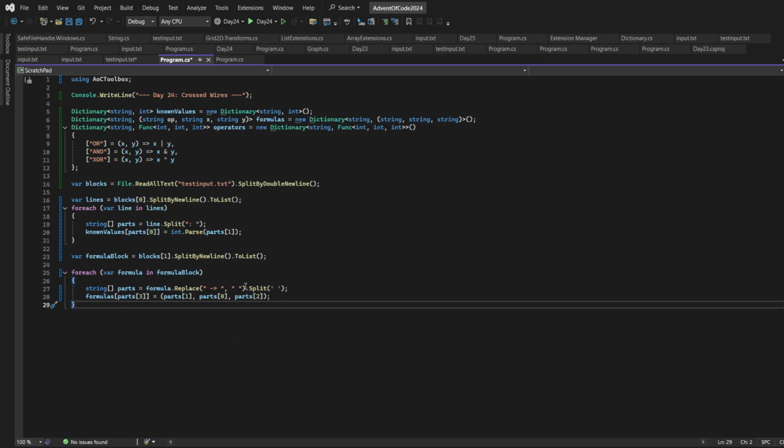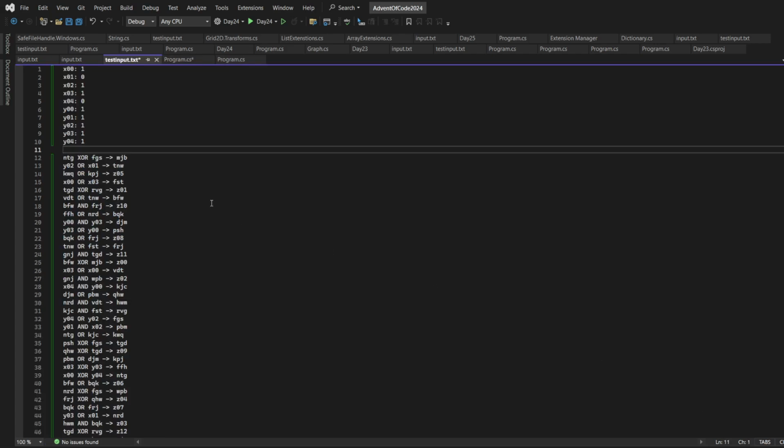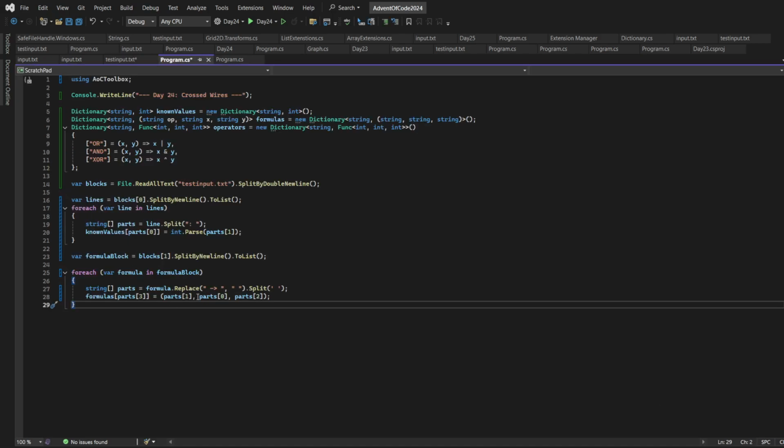and then by space, and then we take the last part. So if this was the case, this will be the key in our formulas dictionary, and these three parts would be the value. So that would be the tuple value that we would have in our formulas.